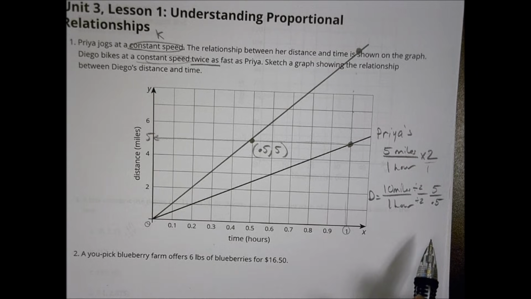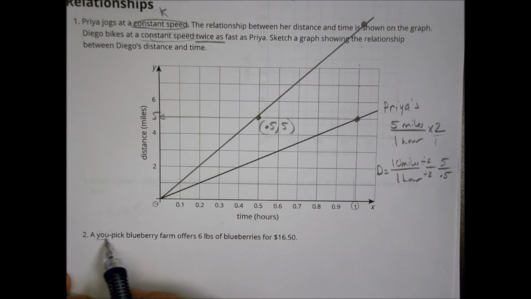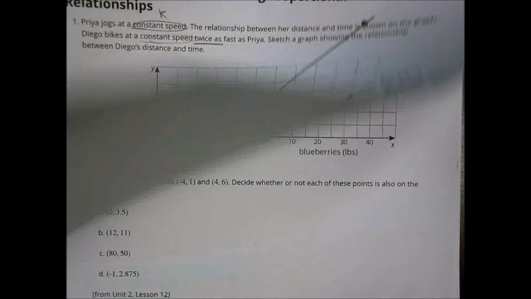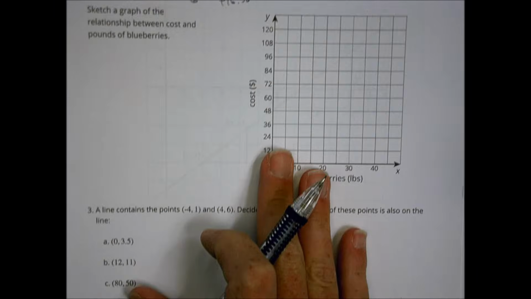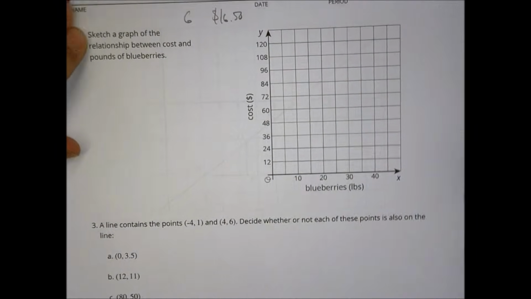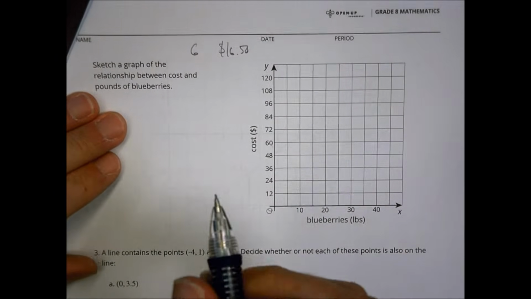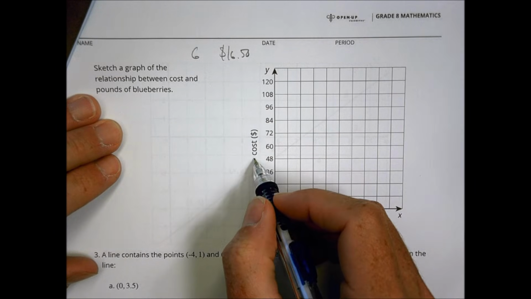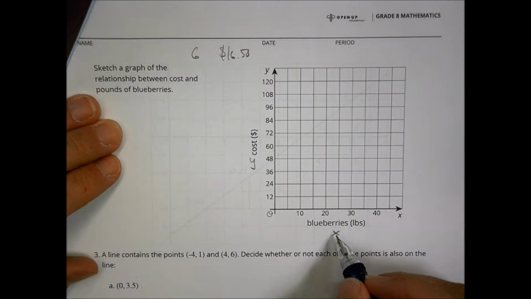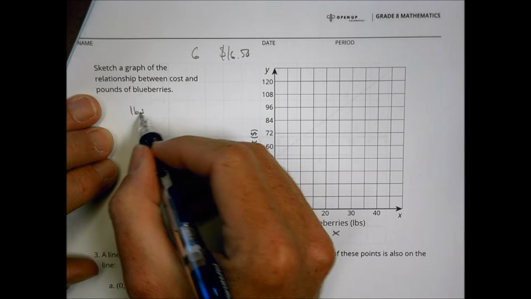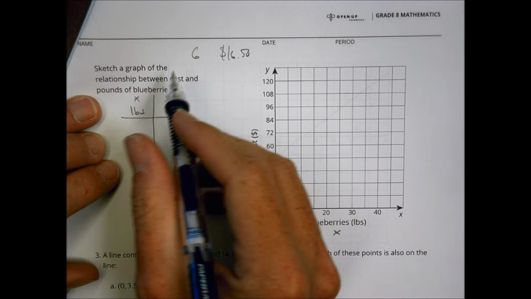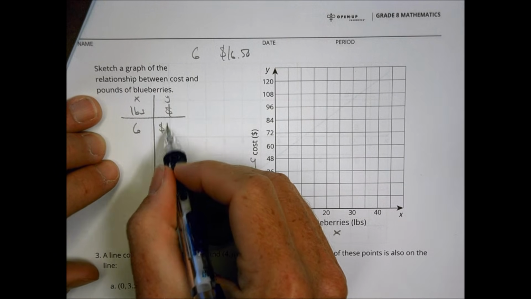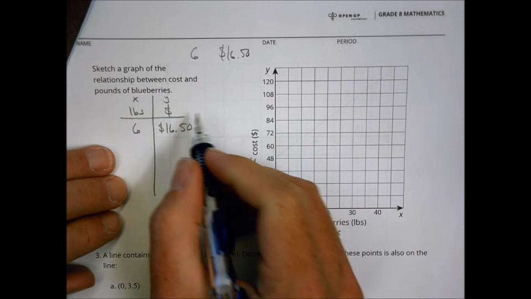Number 2 says if you pick Blueberry Farm, Blueberry Farm offers 6 pounds for $16.50. Sketch a graph of the relationship between cost and pounds of blueberries. Okay, so to do this here, it helps if we take a look at what we have. We have a cost, that's our y. We have blueberries, which is our x. And so I'm going to set up our pounds and our cost, our x and our y, and make a little table like this. What we know is that for 6 pounds, it's going to cost me $16.50. Right? That's what we know so far.